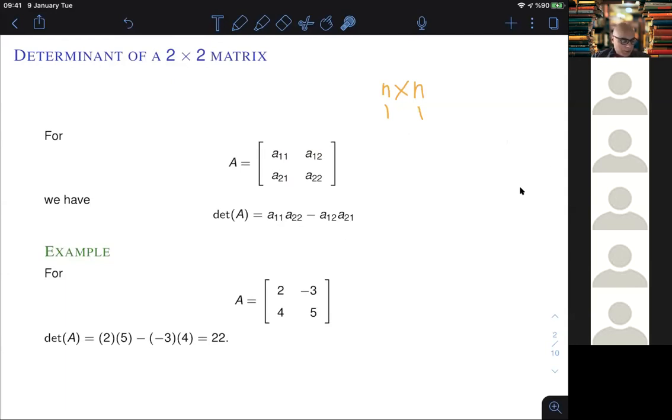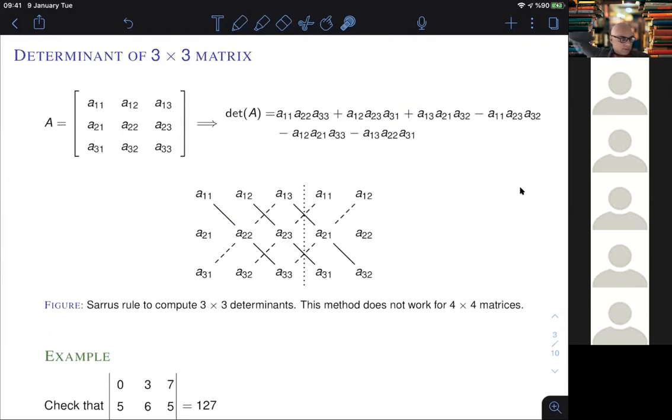Okay, so for example, if we take this simple 2 by 2 matrix, we see the determinant of this matrix is 2 times 5 minus 3 times 4. So for the 3 by 3 case, the rule is slightly more difficult. If we take a 3 by 3 matrix, for the 3 by 3 case we have this rule here, and it is not easy to remember this rule.